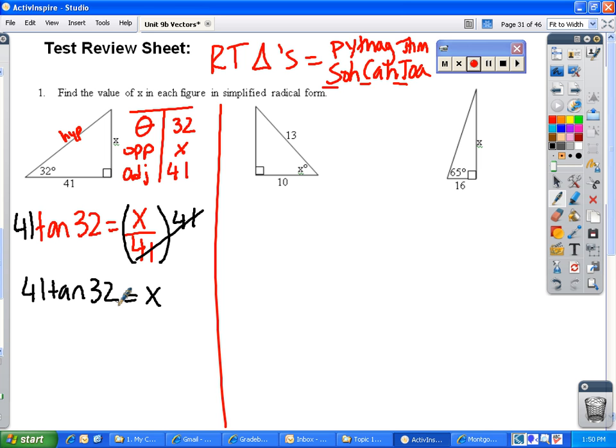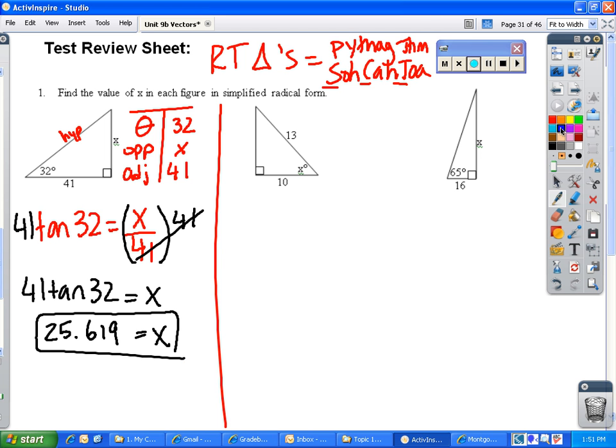I'm going to type that all into my calculator in one go. I don't want you to use any decimals until the end. So in my calculator, I'm literally typing 41 times tan 32, close your parentheses. Enter. And that tells me that x is 25.619. Please just give me 3 decimals and then stop writing. Perfect. That would be the value of x here.